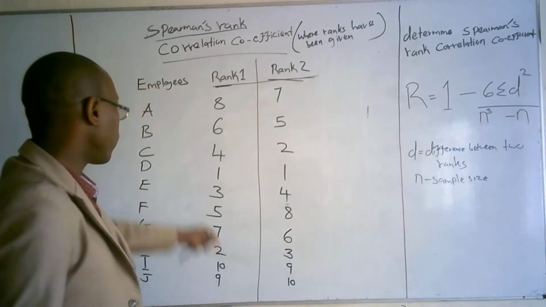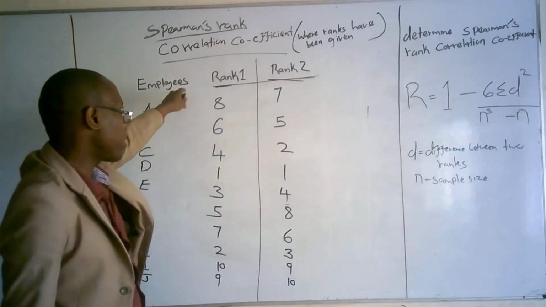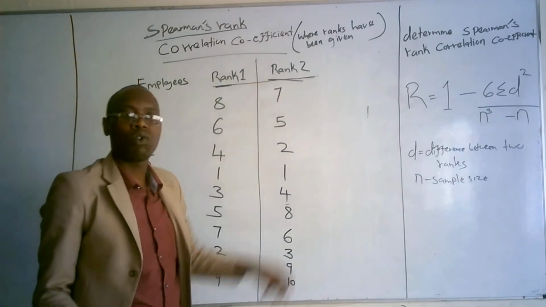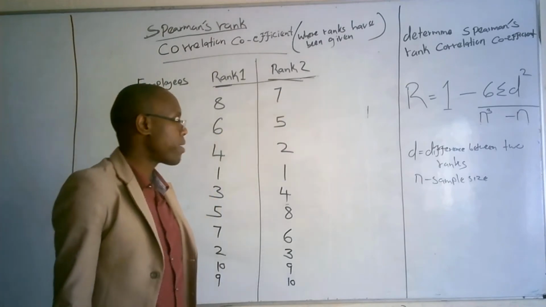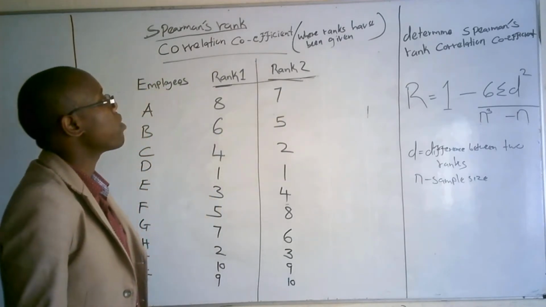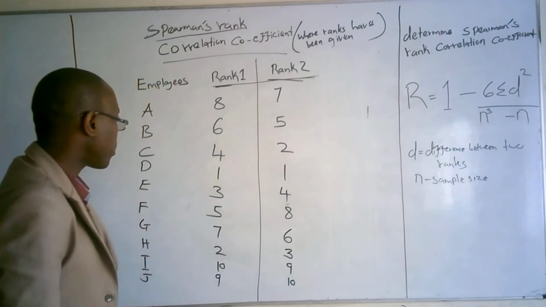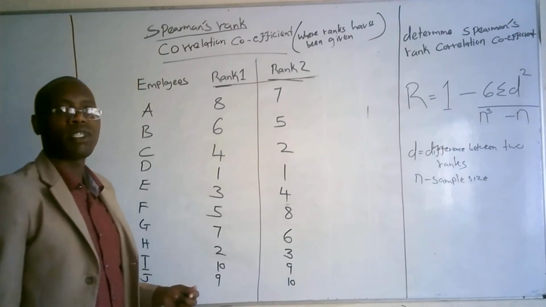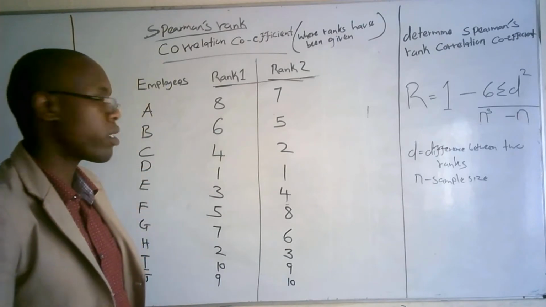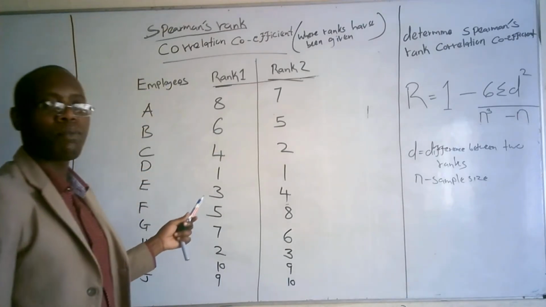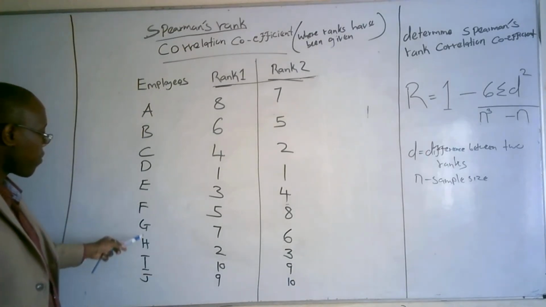The question that we are going to discuss is one whereby you have been given employees who are ranked. We had rank 1 and rank 2 of those two employees, and we have to determine the Spearman's rank correlation coefficient. We first of all must establish the sample size, which is just counting the number of employees that we have, which is 1, 2, 3, 4, 5, 6, 7, 8, 9, 10.